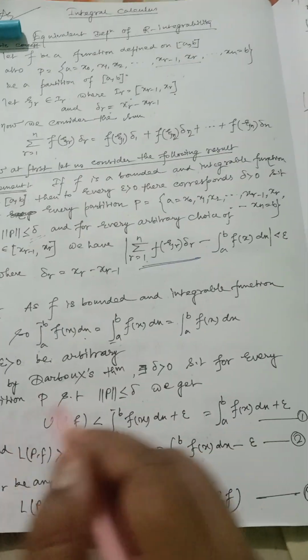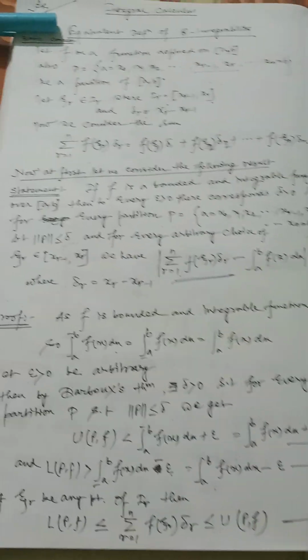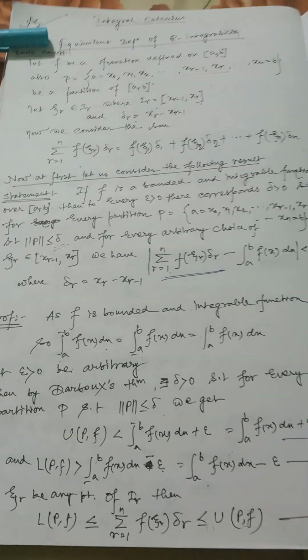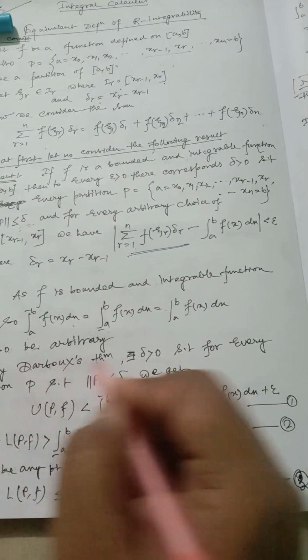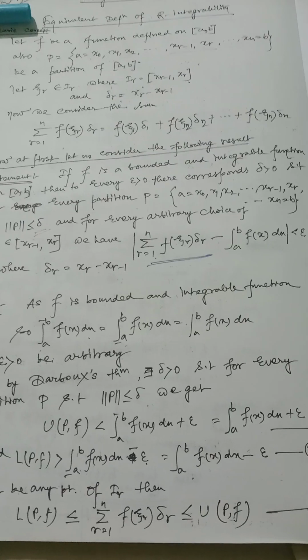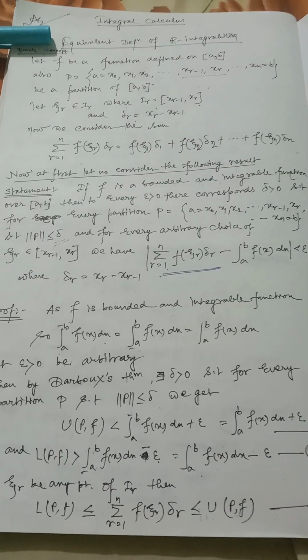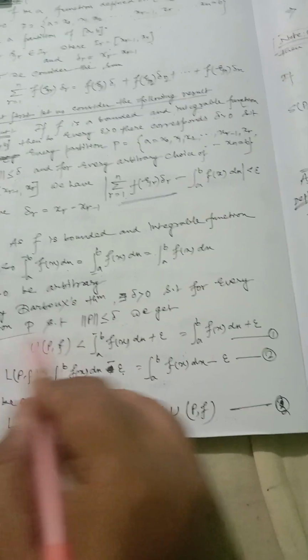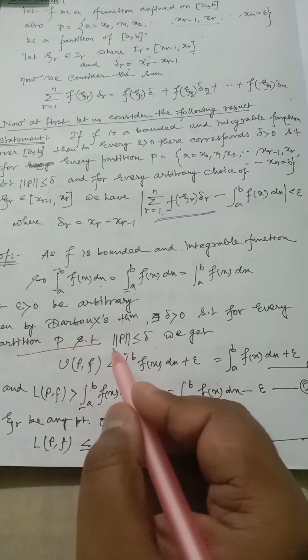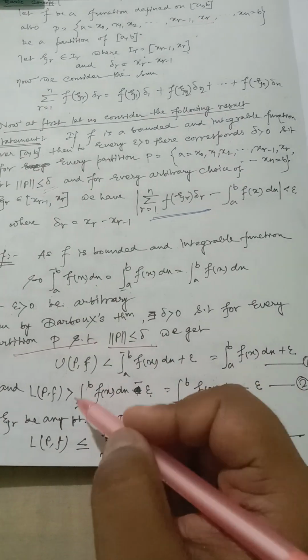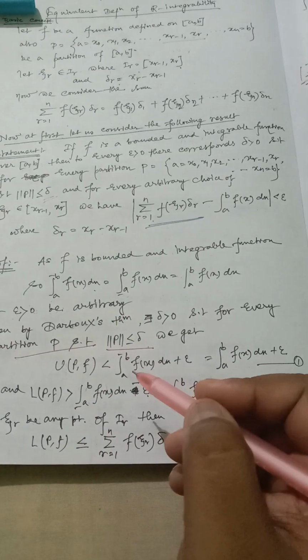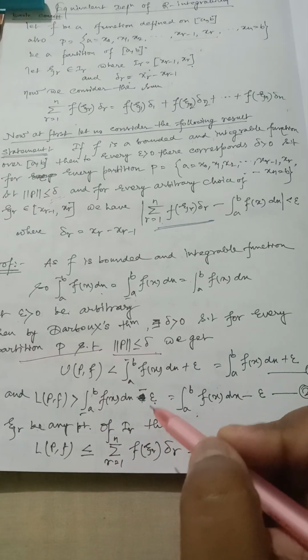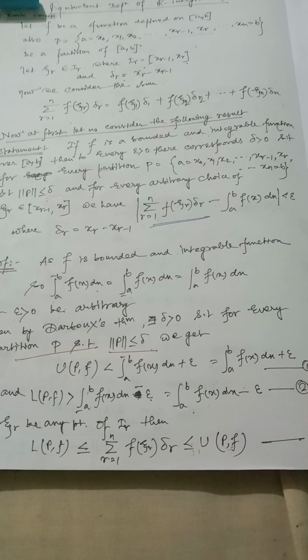So we can consider these three things must be identical because the function is bounded and integrable. Now we choose epsilon greater than 0, and in several theorems we have used the concept of Darboux theorem. So here we are also using the same thing. We can choose any arbitrary partition P for which norm P is less than or equal to delta, and we can use the Darboux theorem to state that U(P,f) must be less than the integral from a to b of the upper bar f(x) dx plus epsilon.